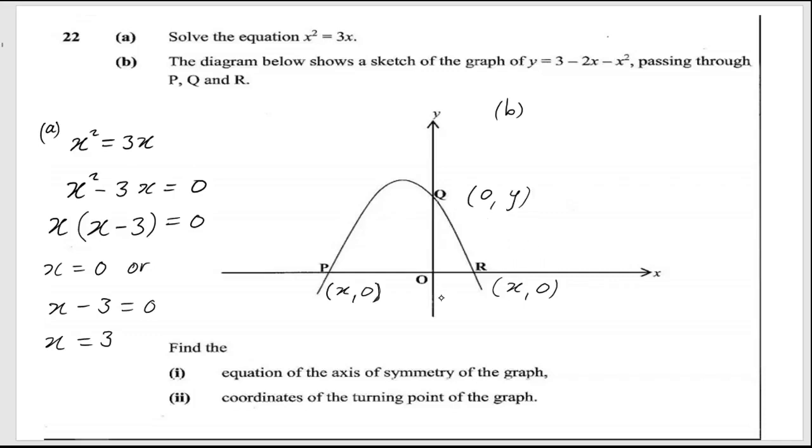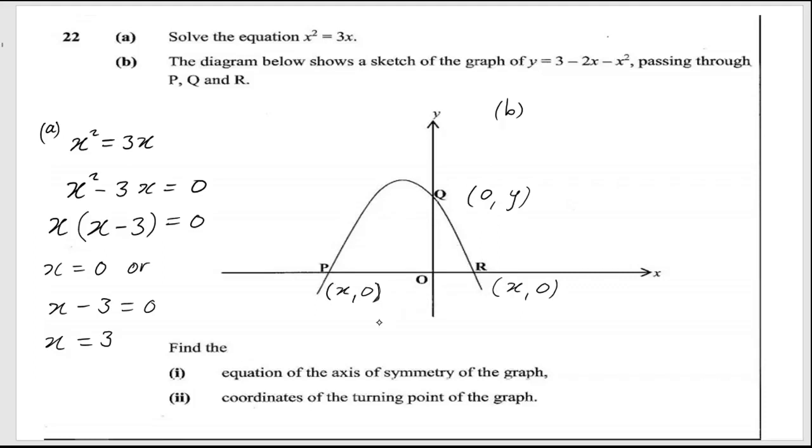That is, if you were asked to find the coordinates of P, Q, and R, you use that notion that when it is on the x-axis, the value of y is 0. When it is on the y-axis, the value of x is 0. So obviously you may solve a question where you'll be asked to find the coordinates of P and R or Q.